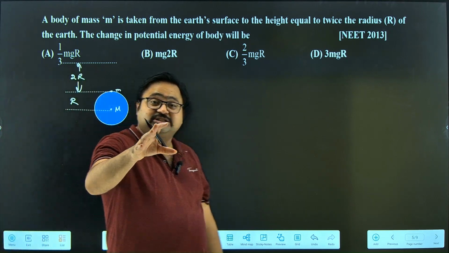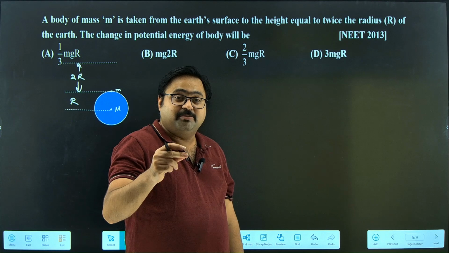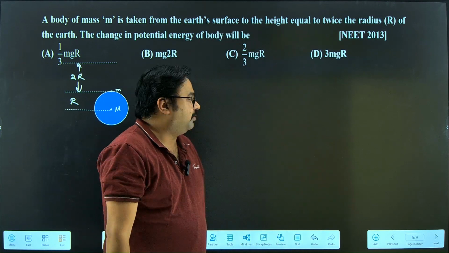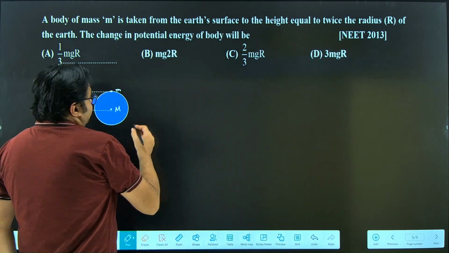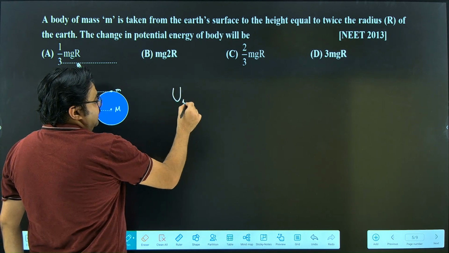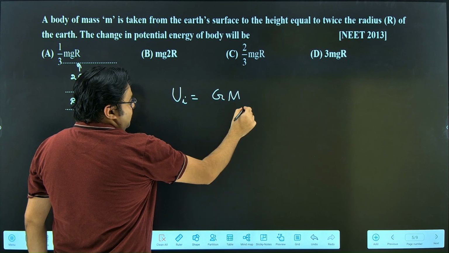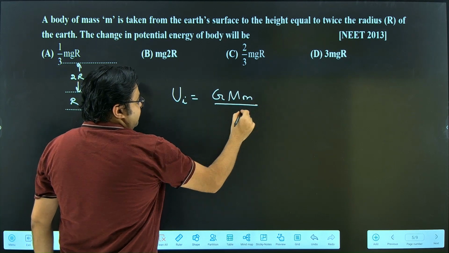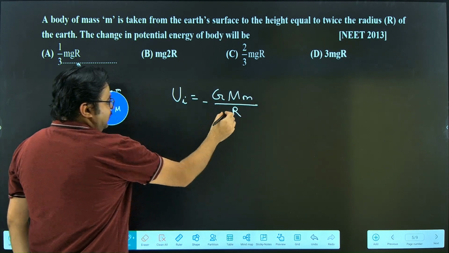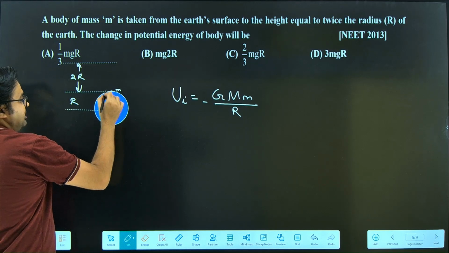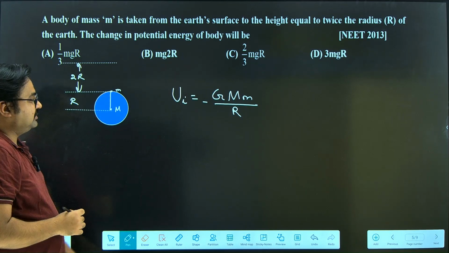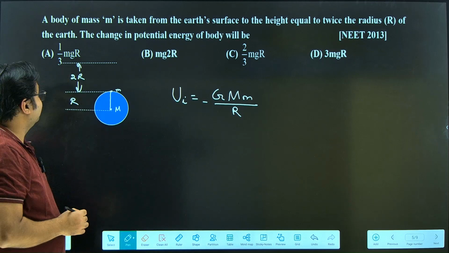Exactly the same process as we did in the previous question, but that was infinity. This is a different point. Let's handle this. The initial potential energy of the body now is -G M m divided by R, because the initial distance between the center of the Earth and the mass is the radius itself.